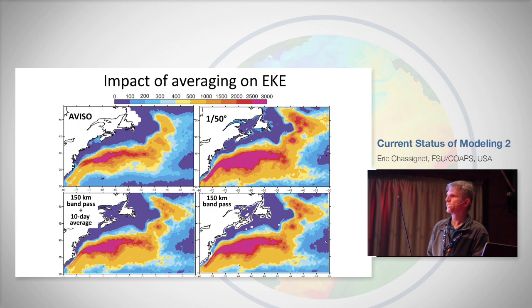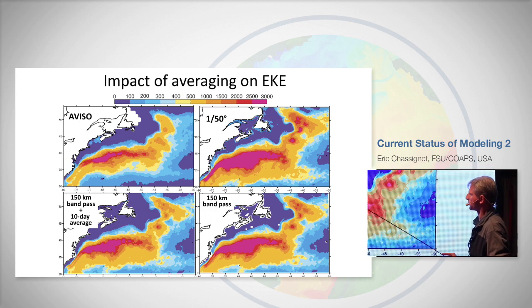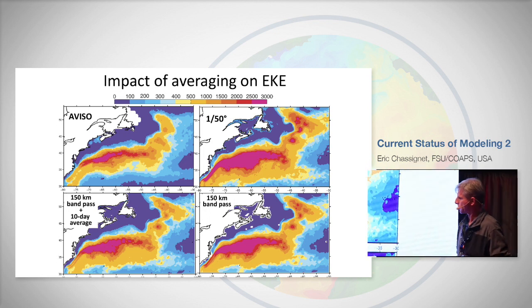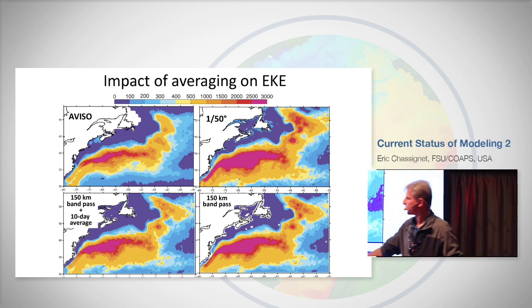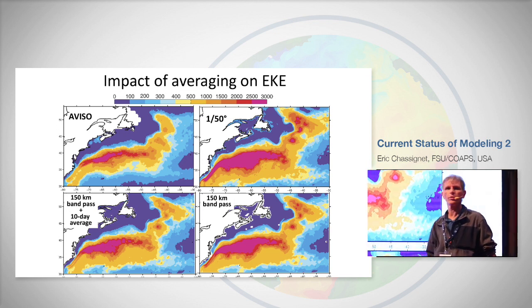And now if you look at the fully resolved 1/50th, you apply the 150 kilometer bandpass. That's the picture you get. When you apply both, this is what you have, which is much closer to Aviso.